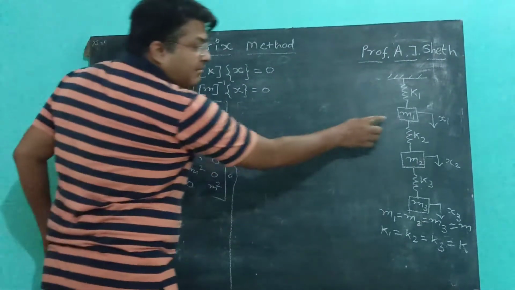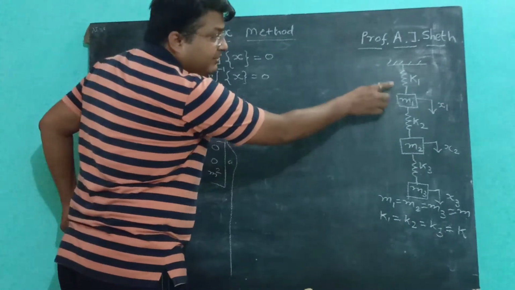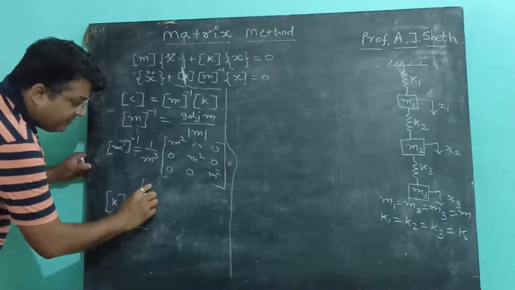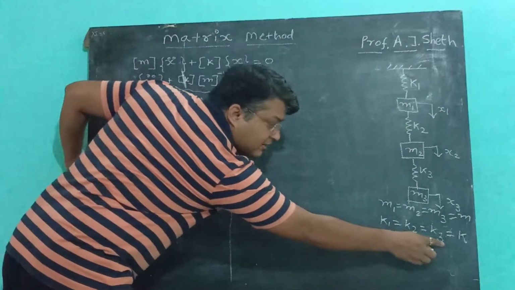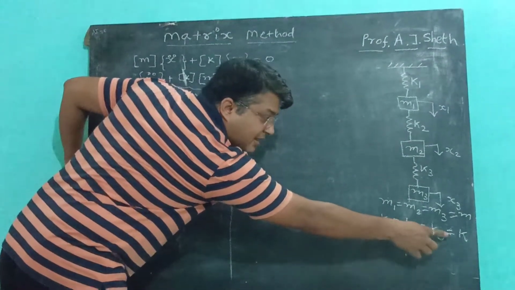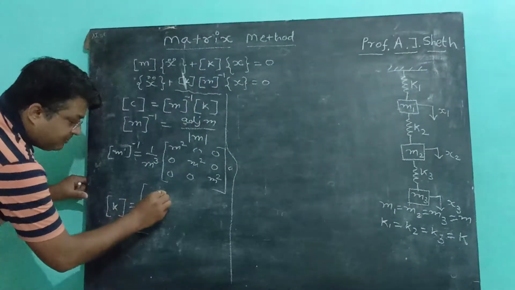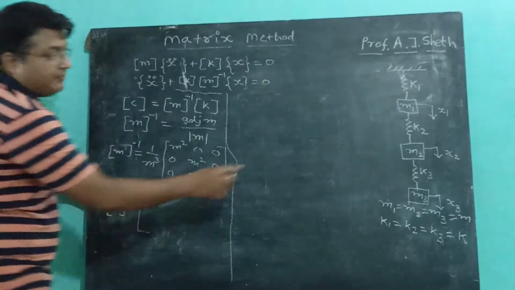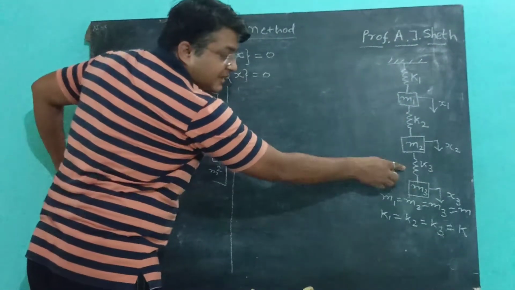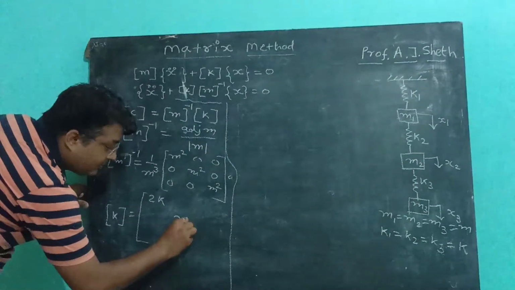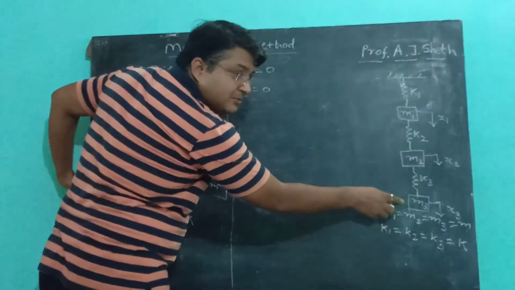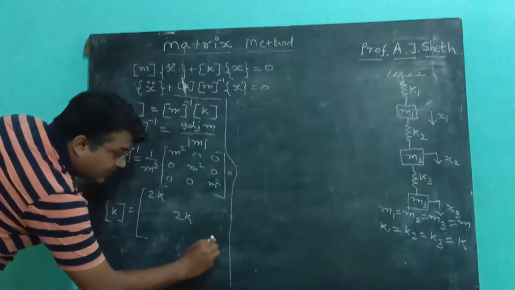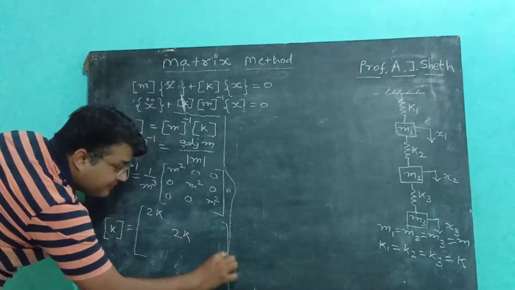Now the stiffness matrix. At the first location, mass m1 is connected with two stiffeners K1 and K2, so K1 plus K2. Since K1, K2 and K3 all have value K, K1 plus K2 is 2K. At this location, mass m2, again K2 plus K3, so that is 2K. Lastly, mass m3 has only the K3 stiffener, so at location 3, 3, it is K.